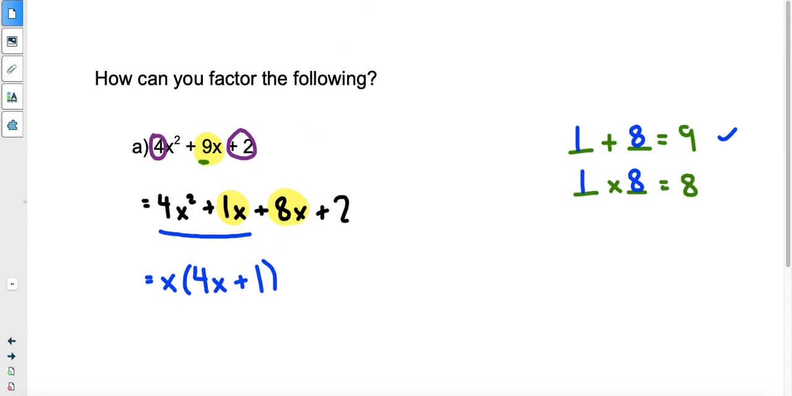In factoring by grouping, I'm also going to want to common factor my next two terms here, the 8x plus 2. And now I'll notice 2 goes into both 8x and 2, so I can common factor out a 2. And then in brackets, I just need to think about what I need to multiply 2 by to get 8x plus 2. Well, 2 times 4x is 8x. And 2 times 1 is 2.